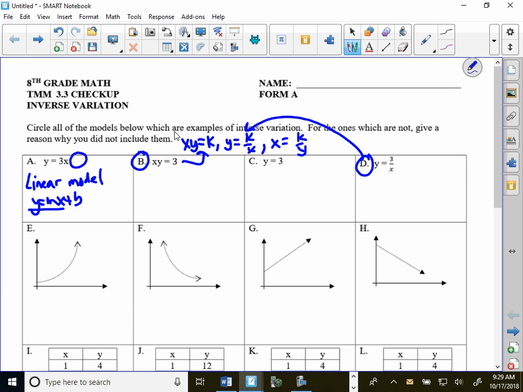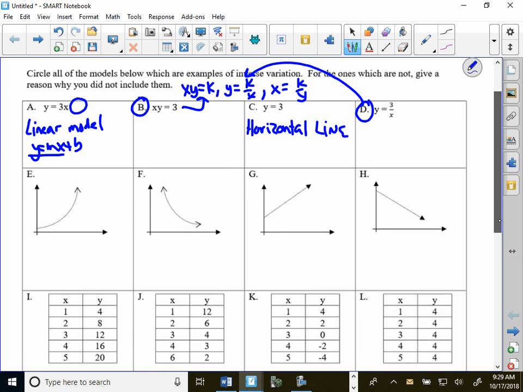And number 3, or I should say why C is not an example of inverse variation, because this is also a linear model. This is a horizontal line. Remember, that's the equation of a horizontal line. If it was x equals 3, it would be an example of a vertical line. All right, so that's the first part of it.